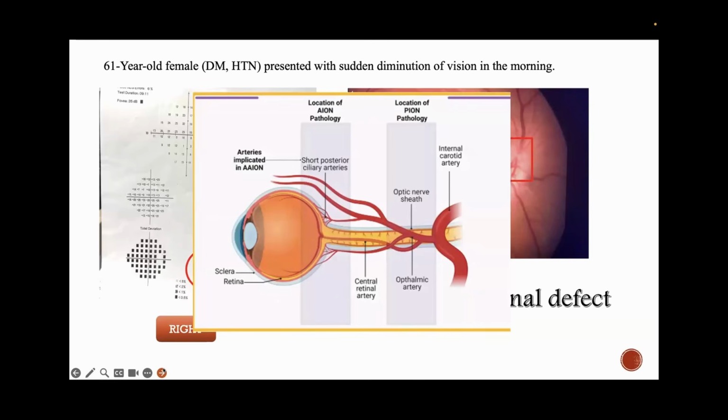So what happens basically in NAION is that there are these short posterior ciliary arteries. Some are supplying the superior part of the retina, the superior part of the optic nerve. Some are supplying the inferior part of the optic nerve. Classically, the hypothesis given is that these patients will have a disc at risk, a small crowded disc. And when these patients, who are known hypertensives, have fluctuations in their blood pressure, especially during the early morning hypotension period, suddenly there will be a spasm of these vessels and the blood supply will get compromised, and they will present in the morning with that kind of visual field defect.